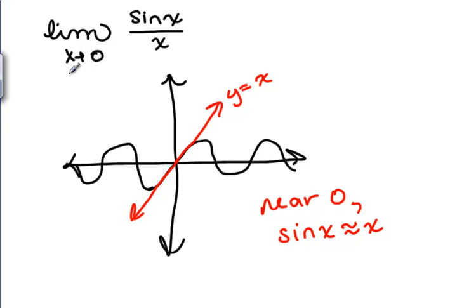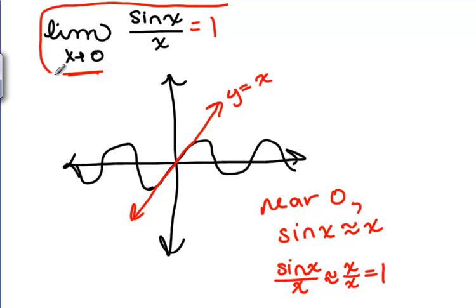So if we're taking the limit as x goes to 0 and we're dividing sine of x by x, we would think, well, if these things are pretty much the same, we're pretty much looking at x over x. And we should guess then that this limit equals 1. Now this is in no way a mathematical proof, but it is a reason for you to think that this limit is 1, and it turns out that it actually is.